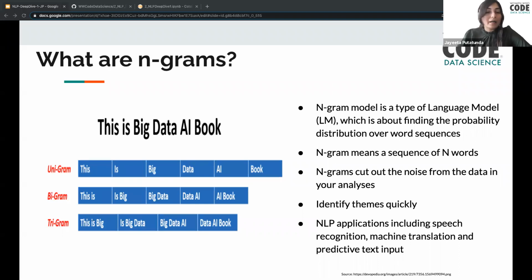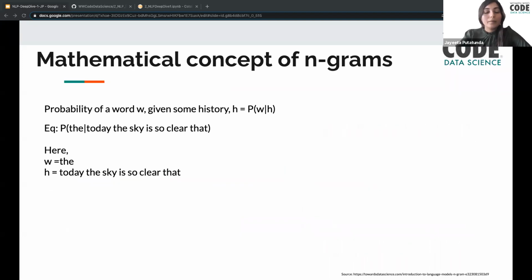So the applications include speech recognition. We use it a lot for machine translation, and also predictive text input. If you need to predict what the next word is going to be, n-grams also play a big role there. We're going to have a quick overview of this.